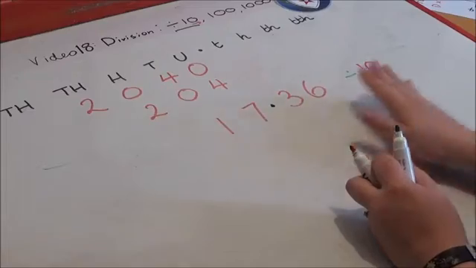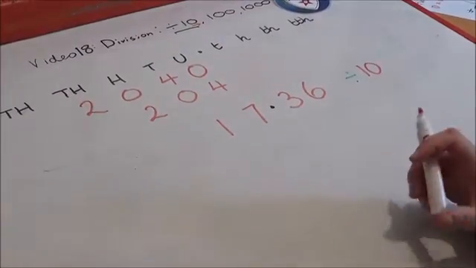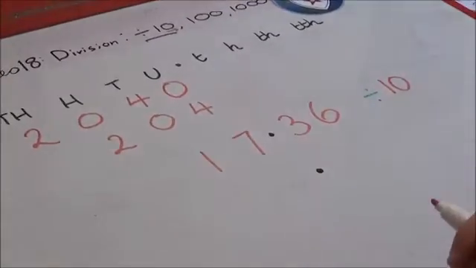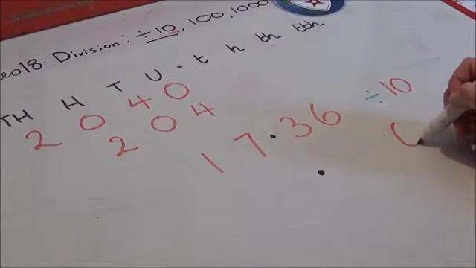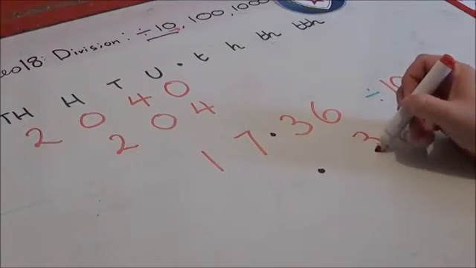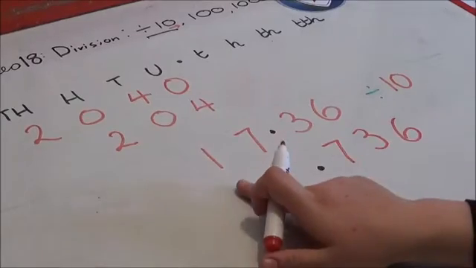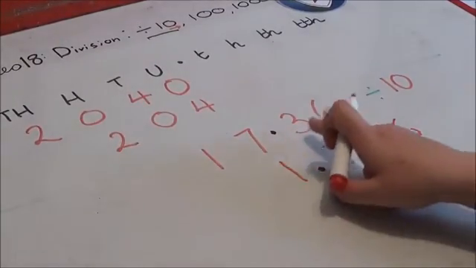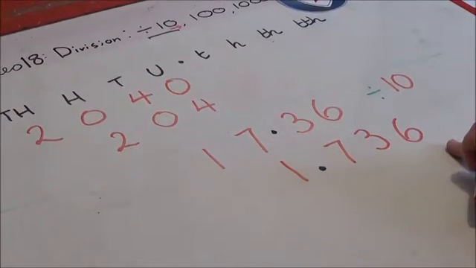We're just going to move it down the place value position 1 position. So let me put my decimal point in the same place. 6 hundredths are going to the 6 thousandths, 3 tenths are going to the 3 hundredths, 7 units are going to the 7 tenths, and the 10 is going to the 1 unit. So 17.36 divided by 10 is the same as 1.736.